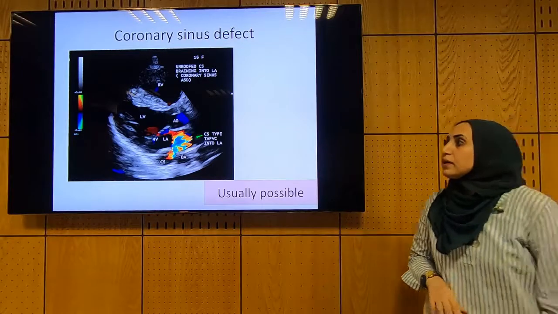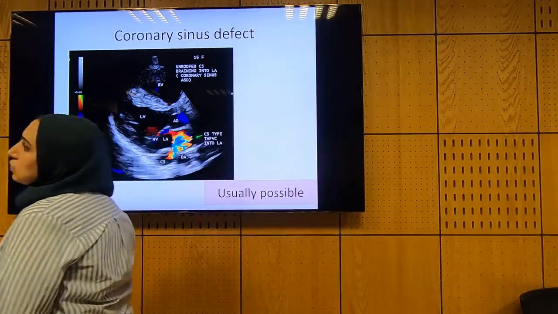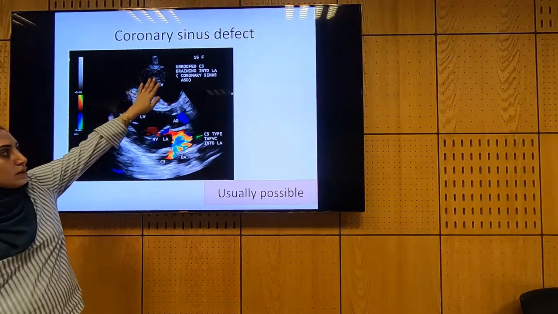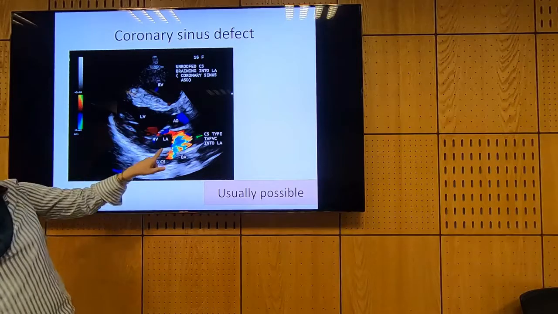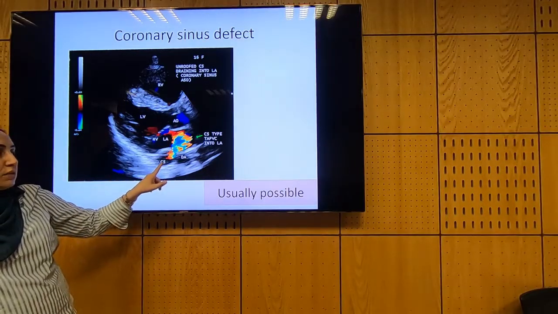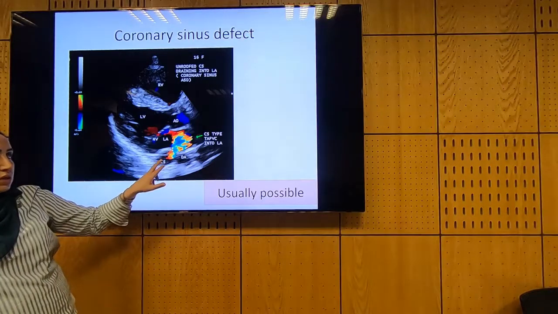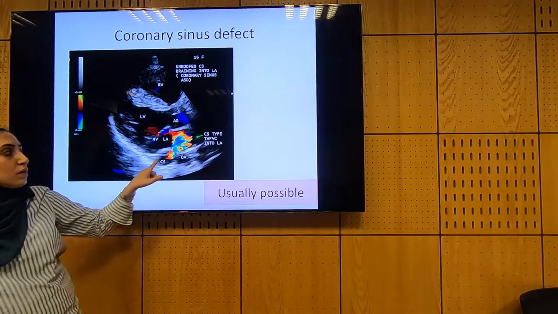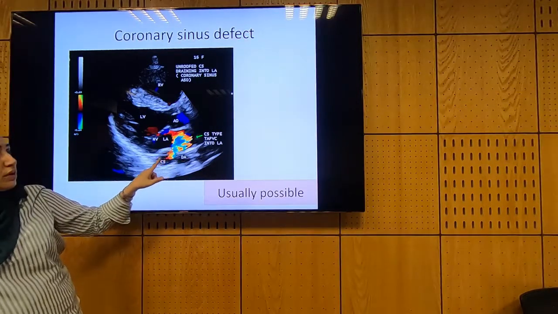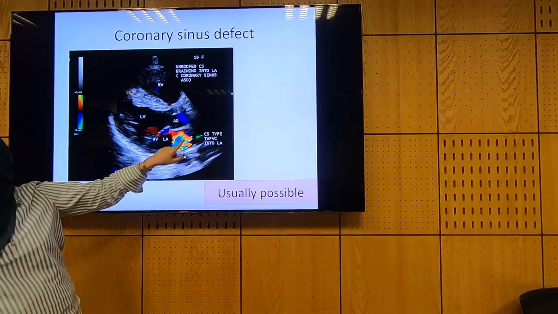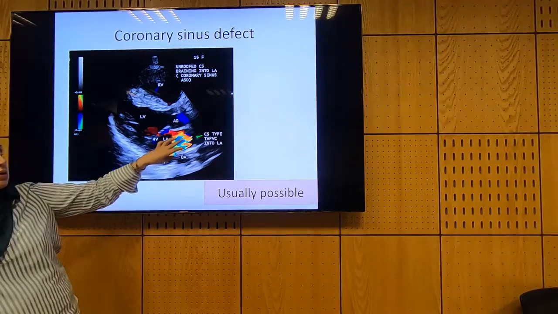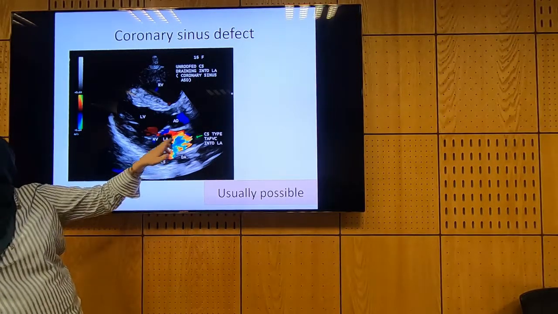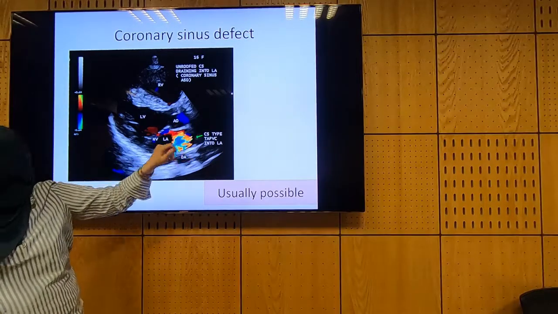Okay, this is one of the rarest forms of ASD, coronary sinus defect. So actually, here, the left ventricle, this is the right ventricle, this is the aorta, and the mitral, and the left atrium. And here we find a flow passing from the coronary sinus, which is behind the left atrium, and should have no communication between it and the left atrium. But we find the blood is going from the coronary sinus to the left atrium, and the blood is color coded red, because it's going from the coronary sinus towards the probe.